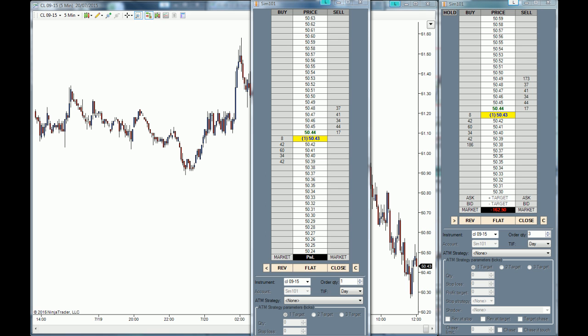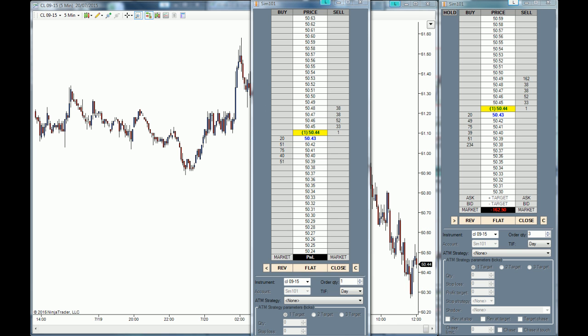So this is the main difference between the static and the dynamic Super DOM. On the static Super DOM, what goes up and down the ladder is price itself: the last traded price, the bid and the ask. And on the dynamic Super DOM, the bid, the ask, and the last traded price are in a static location, and what changes is the ladder behind it.